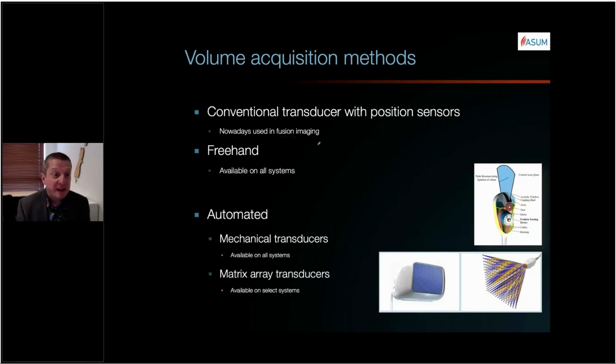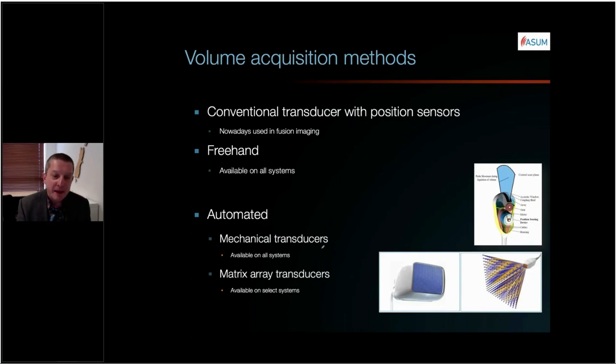Perhaps the most available method of 3D acquisition is the freehand method, where the operator, sonographer or radiologist simply sweeps the transducer along a segment of tissue whilst the machine is acquiring individual slices, and those slices can then be reconstructed into a 3D volume and reprocessed. That is available on all high-end ultrasound systems, and it's a feature that's quite nice, and I find it sometimes underutilized.